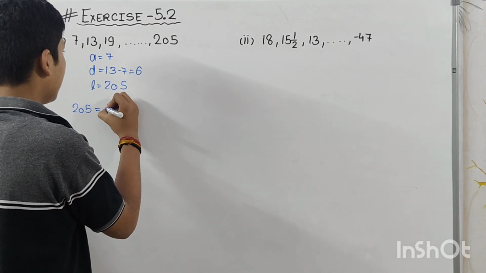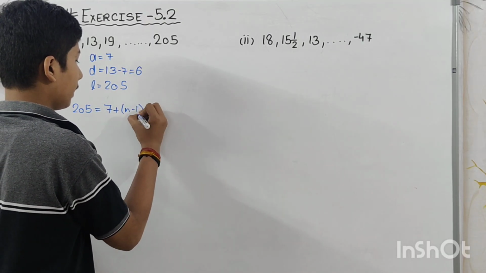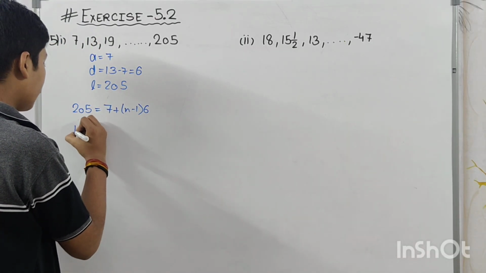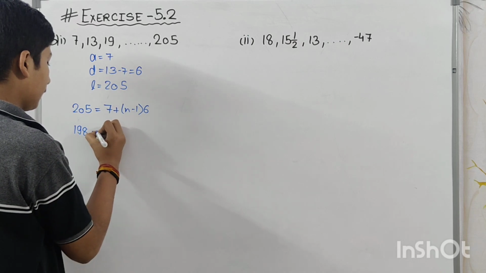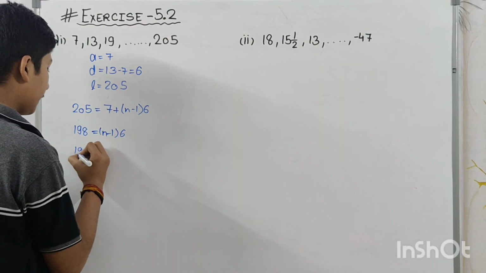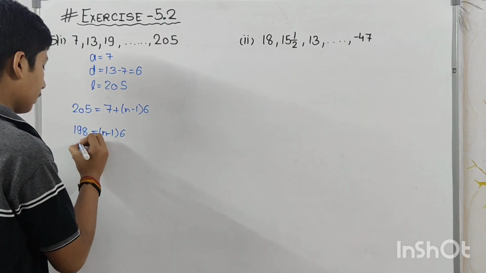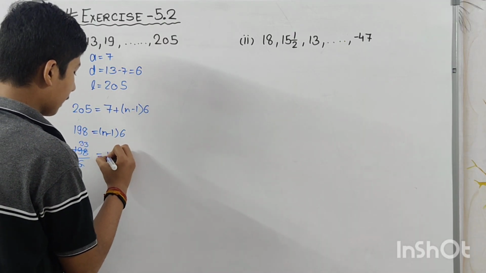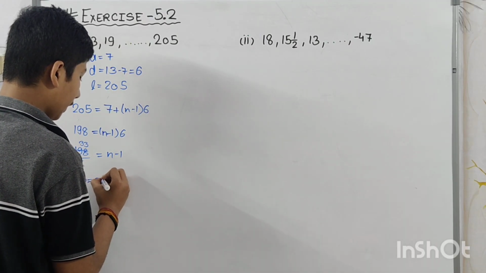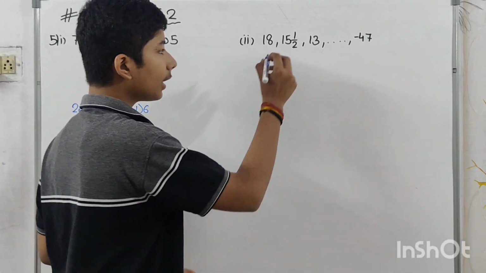equals A, which is 7, plus n minus 1 into D. D is 6. Now we'll send it that side. So it will become 198 equals n minus 1 into 6. 198 upon 6 means 33 is n minus 1. So n will be 33 plus 1, which is 34. Okay, this is 34. Now we'll solve this one.